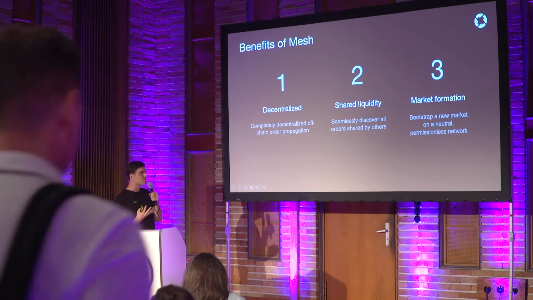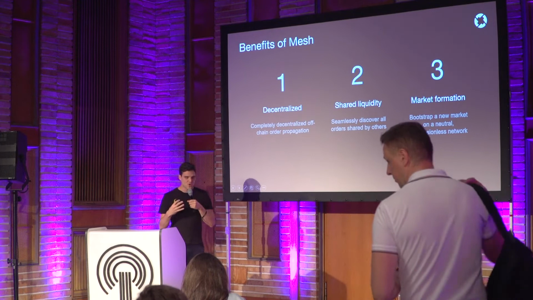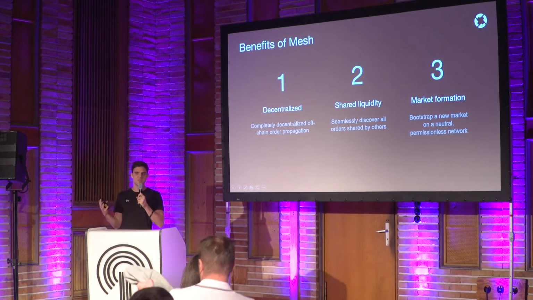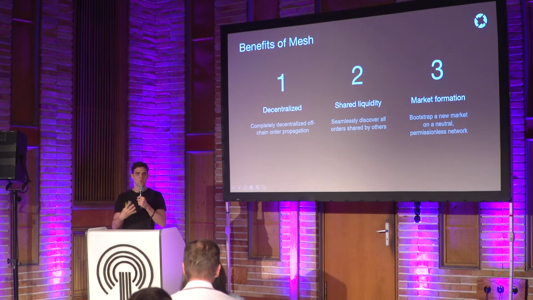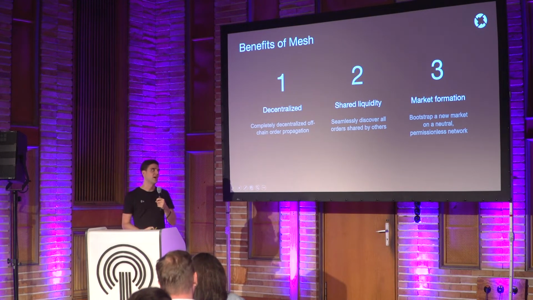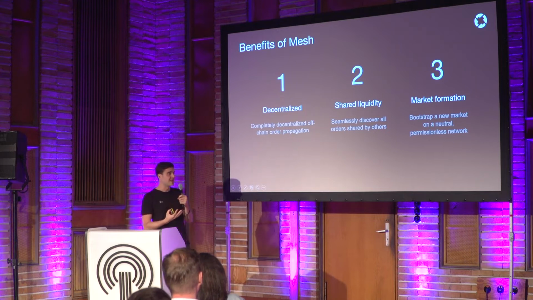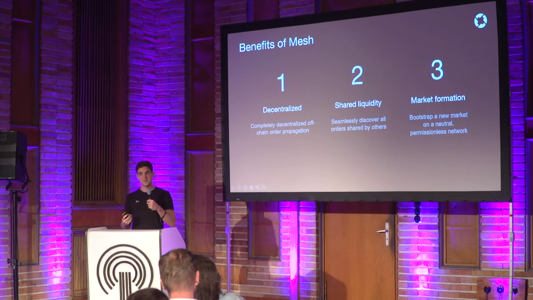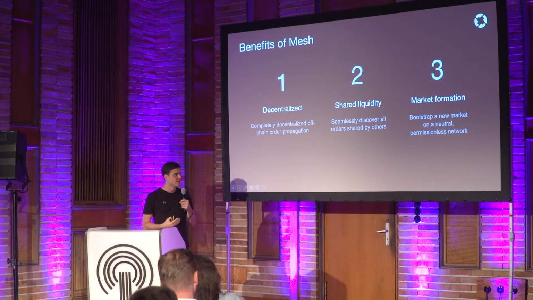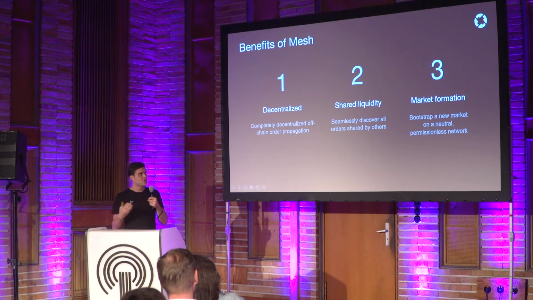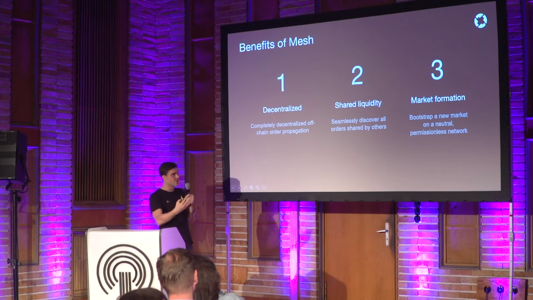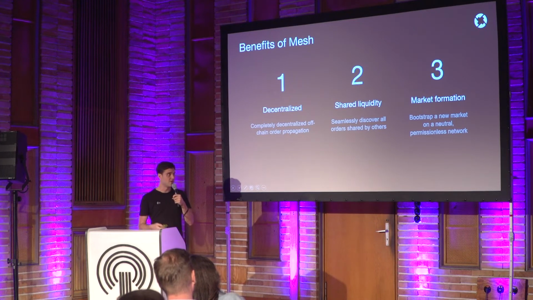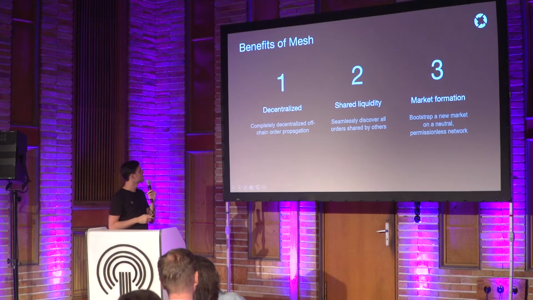And the third one is market formation. When you're creating a new asset or a new economic system, one of the first questions your early adopters are going to ask is, where can we trade it? Where can we buy it? And usually the answer is, well, we have to pay a listing fee to Binance, and then maybe we can all trade it there. But now there's an alternative. Instead, you can instruct your followers or your early adopters to spin up a mesh node and trade with one another over a neutral, permissionless network.